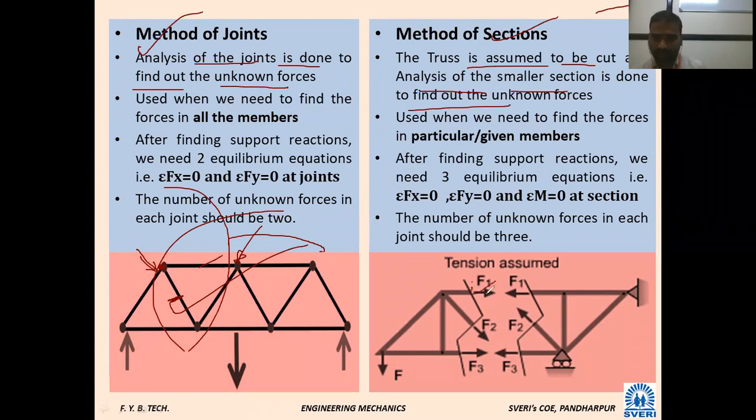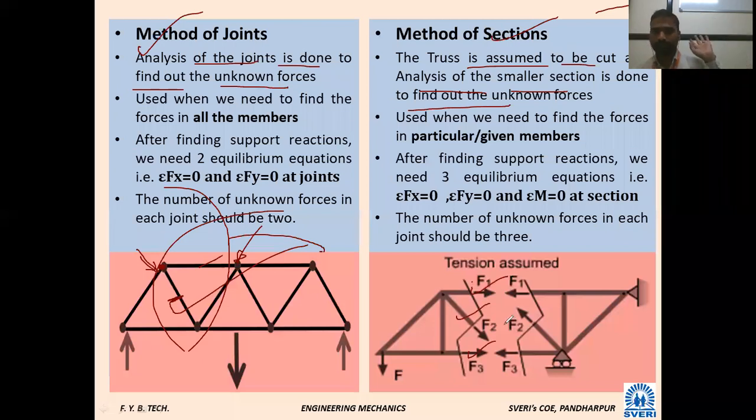In case only selected members are given, see, he has given this member, only 3 members are given. So like this, if only selected members are given, then we will prefer method of section. This point you have to remember for multiple choice questions, in the oral examination, and in competitive exams also it is asked. Method of section is preferred to find out the forces in selected members only. Method of joint is adopted to find out the forces in all the members of a frame.